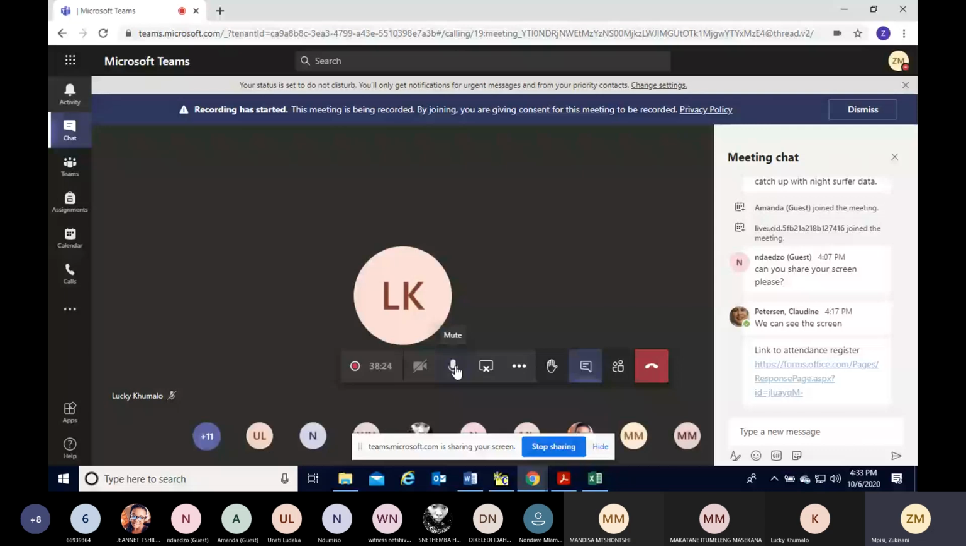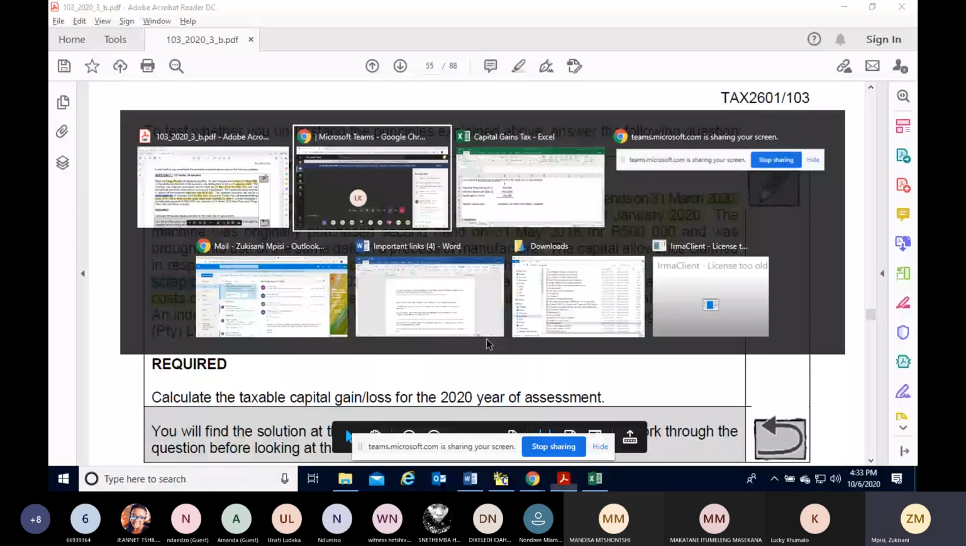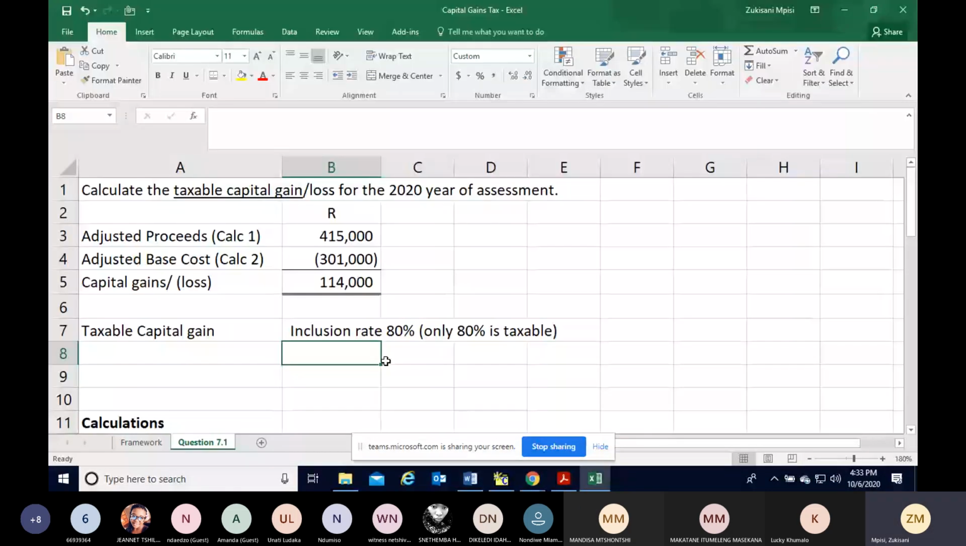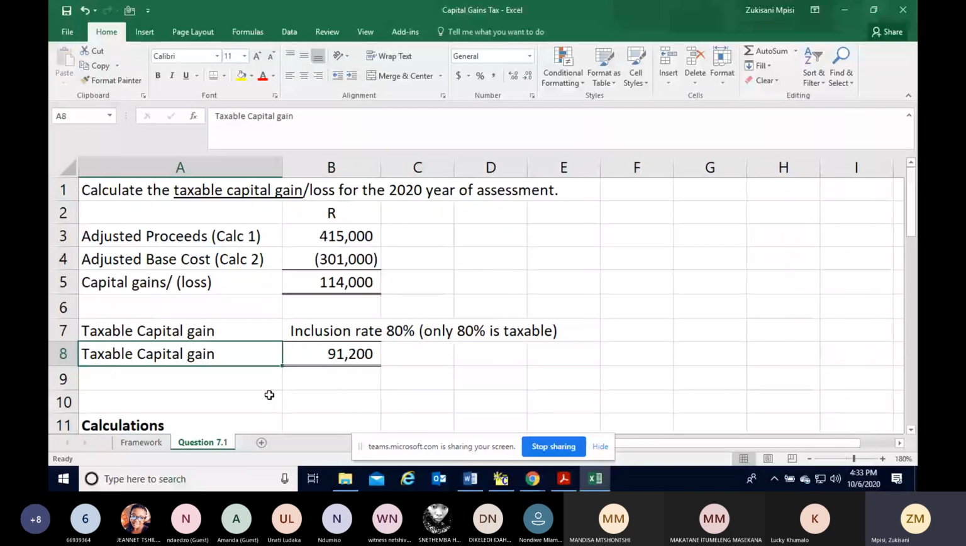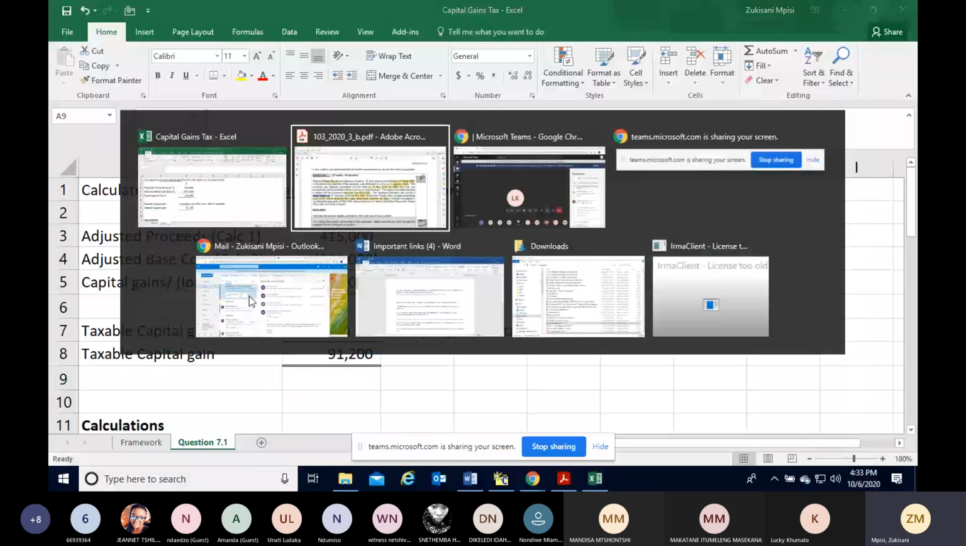All right, so if there are no questions, this means that the inclusion rate is 80%, so only 80% is taxable. So in this case, it will be 114,000 multiplied by 80%, which gives you 91,200. And that becomes your taxable capital gain. And therefore, we have managed to answer this question on 7.1. Right, let us move on.